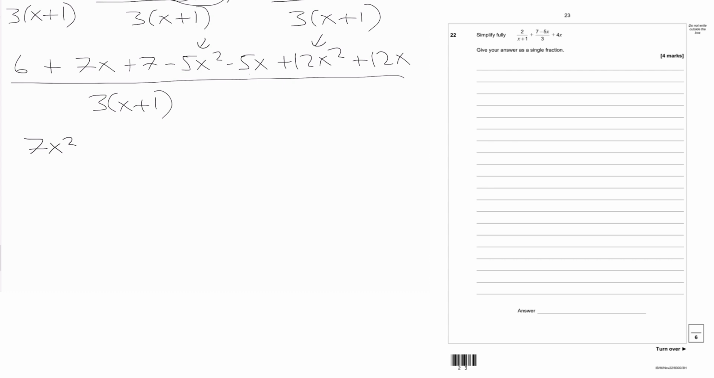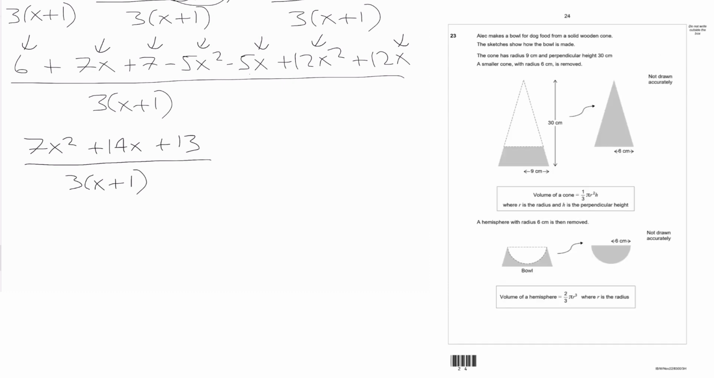Now moving on, let's find out the x terms. So we have an x term here, here, and here. So we have 7x minus 5x, which is 2x, plus 12x, so plus 14x. And lastly, we have our number terms. So we have our 6 and our 7. So 6 plus 7 is 13. And this is going to be our final expression.